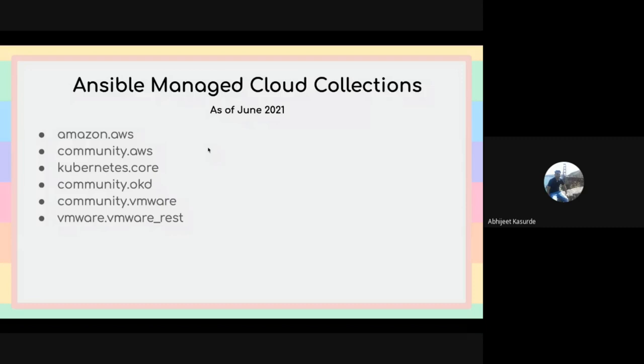So what do we manage in Ansible Cloud Collections? Basically we manage amazon.aws, community.aws, then kubernetes.core, which was previously known as community.kubernetes. Then we manage community.okd, which is the upstream version of the OpenShift collection. Then we manage community.vmware and vmware_rest, which is the REST based VMware collection. These are the collections that we manage as of June 2021. Apart from that, we also manage servicenow.itsm. It is an IT service management tool that comes under the umbrella.